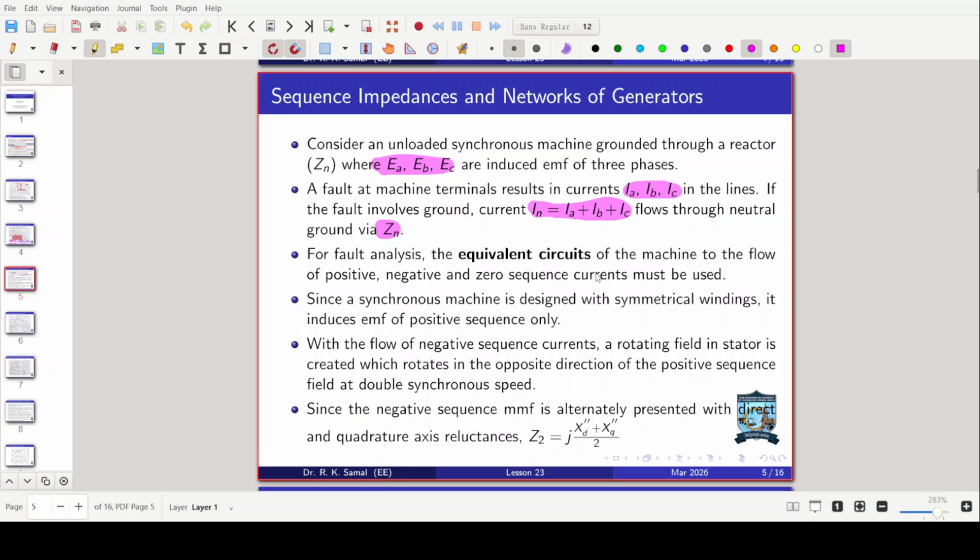For fault analysis, the equivalent circuits of the machine to the flow of positive, negative and zero sequence currents must be used for unsymmetrical faults. Since a synchronous machine is designed with symmetrical windings, it induces EMF of positive sequence only. That means the EMF will be there only in the positive sequence network. With the flow of negative sequence current, a rotating field is created in the stator, which rotates in the opposite direction to the positive sequence field at double the synchronous speed. Since the negative sequence MMF alternately faces the quadrature reluctance, you can obtain the numerical value of the negative sequence impedance. As we have discussed, we generally take subtransient reactances because we need to know the maximum current.